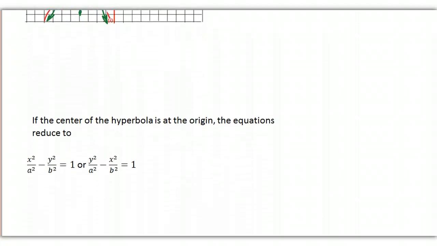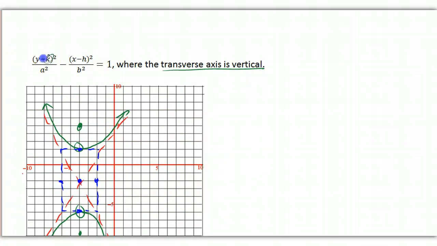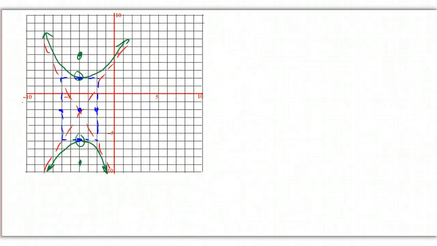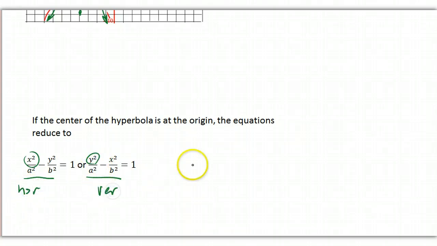All right, so if the center of the hyperbola is at the origin, then your h and your k go to 0, and you get nice simple equations right here, like that and like that. Here x is the positive term, so this would be horizontal. Here y is the positive term, so that would be vertical.